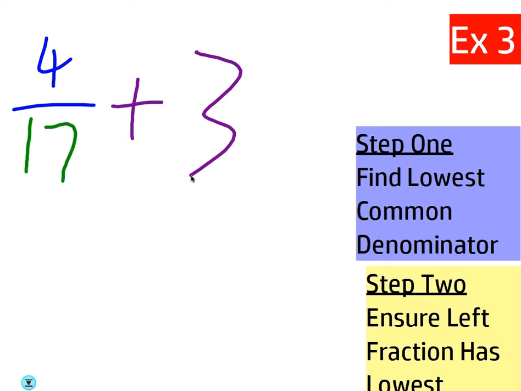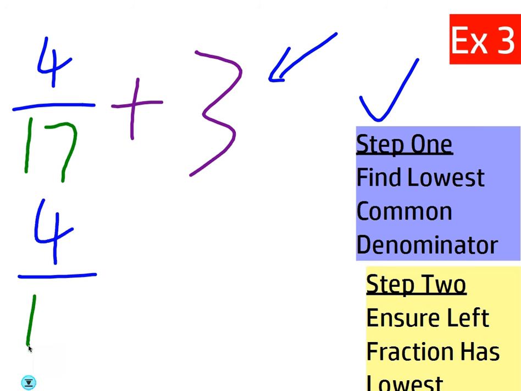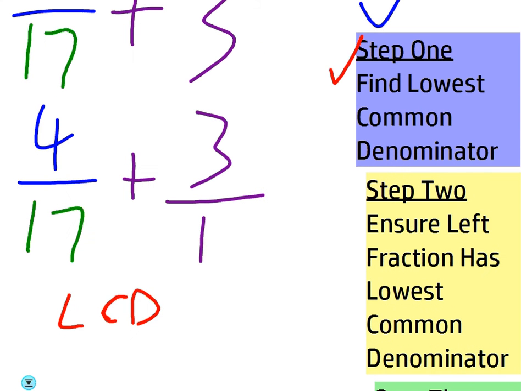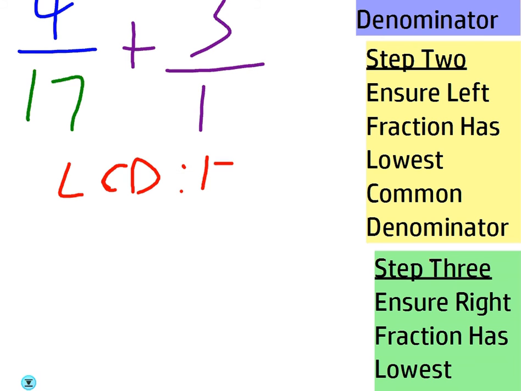All right. In order to find a lowest common denominator, what do we have to do with this number? Put it over 1. So it's 4/17 plus 3/1. Can anybody tell me what the lowest common denominator of 17 and 1 is? 17. Yep. If 1 is 1, then of course it's going to be the other one, right? Because they both go into 17.